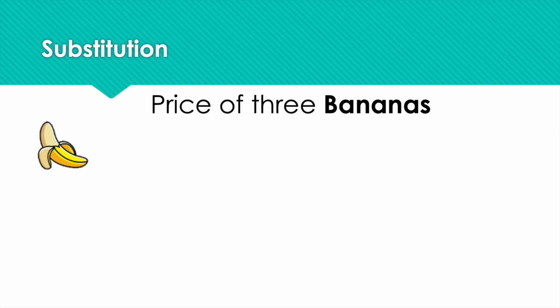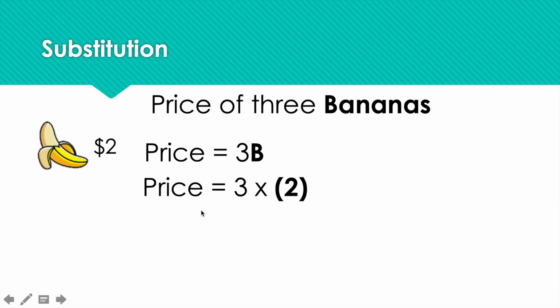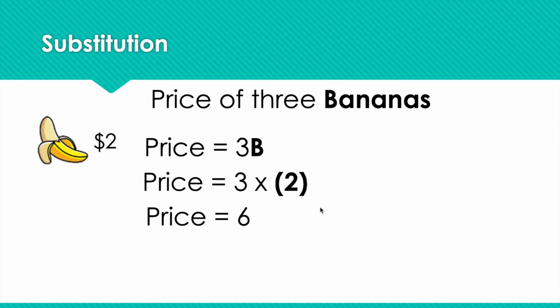So if I want the price of 3 bananas, it might be written like this, 3 bananas or 3B. Now we know that there's a time symbol between the 3 and the B. And where I see the B, we can see that the price of the banana is 2. So we're going to do 3 times 2. And I've put it in the brackets just so the B is the value of 2. So 3 times 2 is 6.